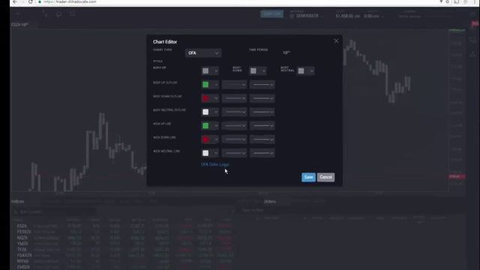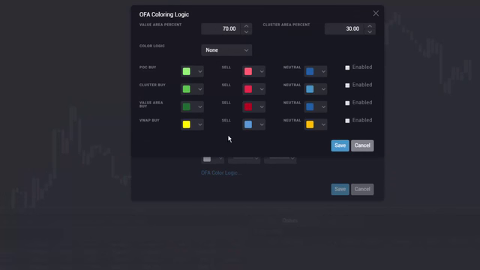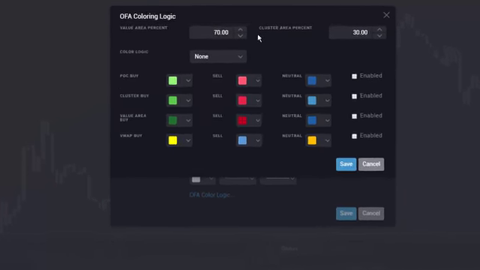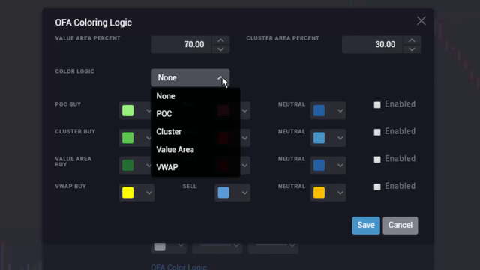To add color overlays to the chart period, click on OFA Color Logic. From this window, you can adjust the value area percent and cluster area percent of individual periods. We can also apply various color logic schemes and enable overlays of the point of control, the cluster, the value area, or the VWAP.